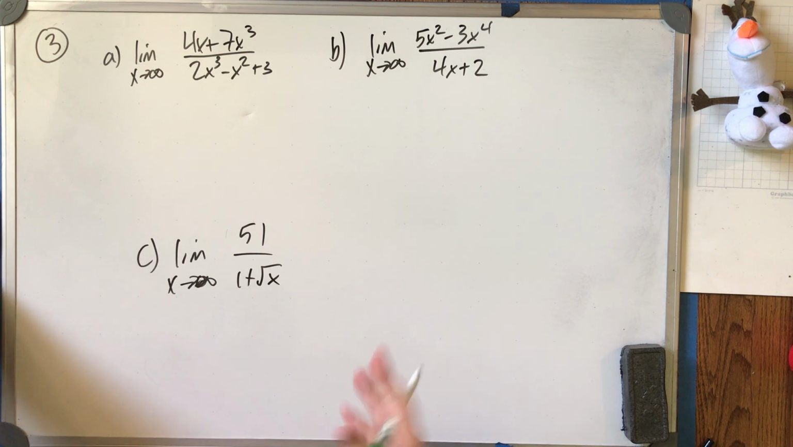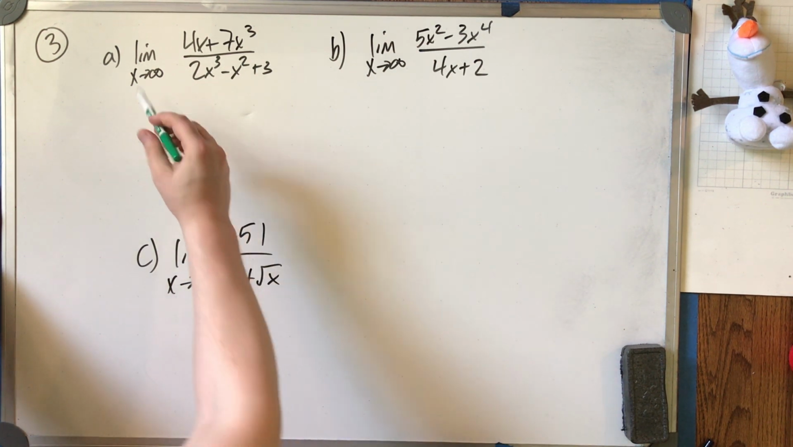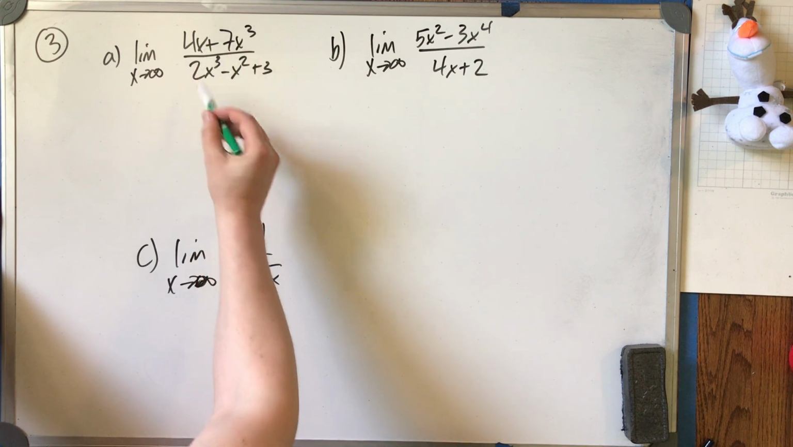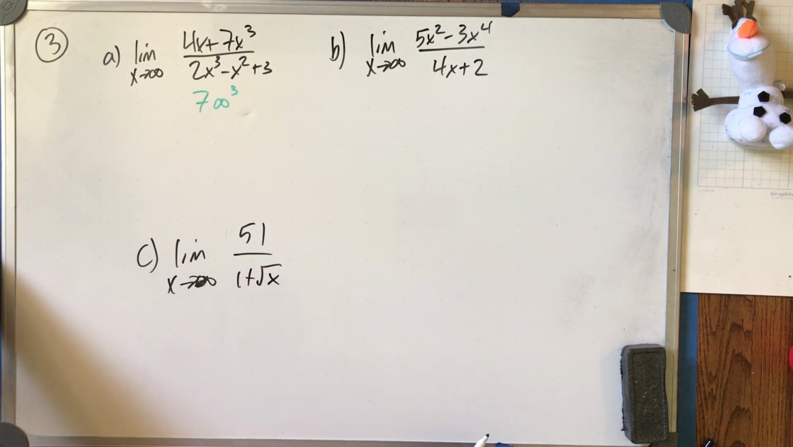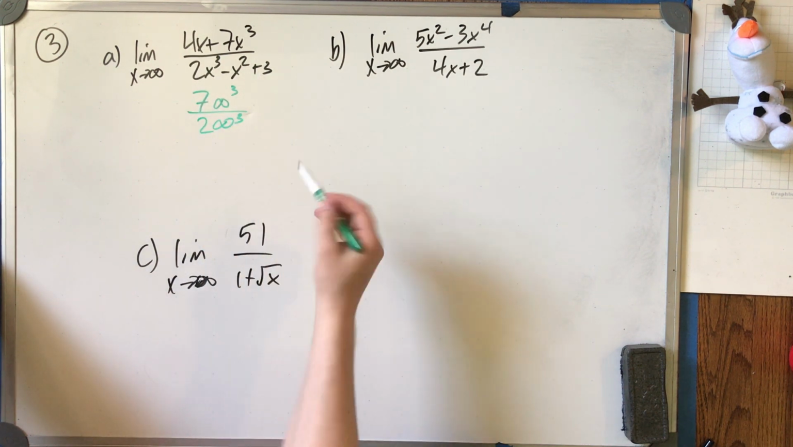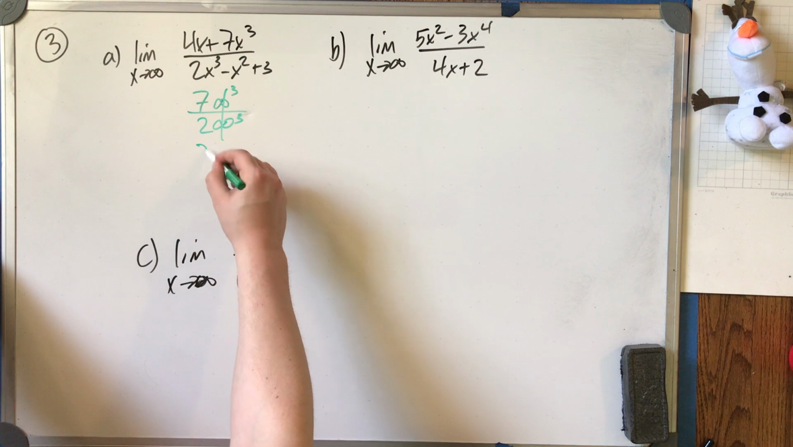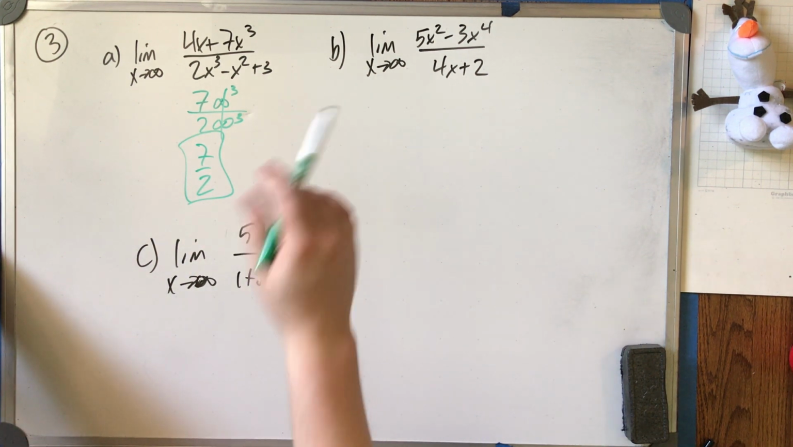For 3a, I don't know what happened to 2. I'm not really sure if my answer key's just numbered wrong or what. But we're evaluating this at infinity, so I'm just going to plug in infinity, and when I do that on top, I basically can ignore the 4x because the 7 infinity to the third is going to be much bigger than that. On the bottom, we'll have 2 infinity to the third. The infinity to the thirds cancel, so I am left with 7 over 2, and that's going to be the limit as x approaches infinity.